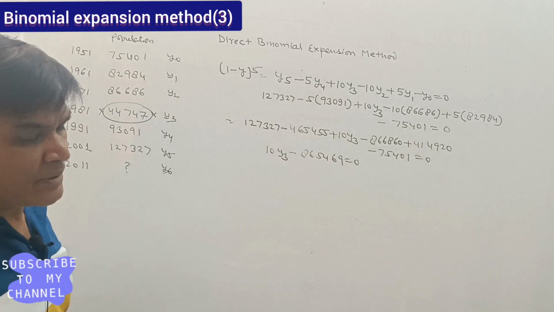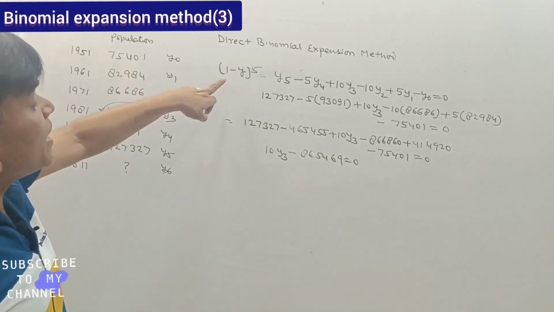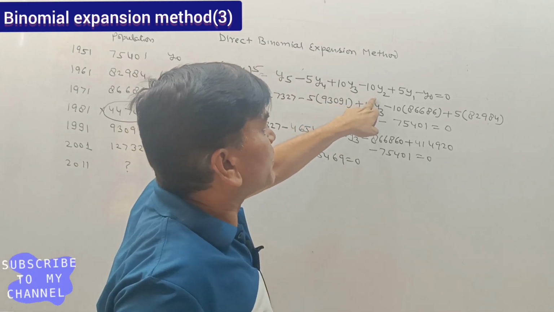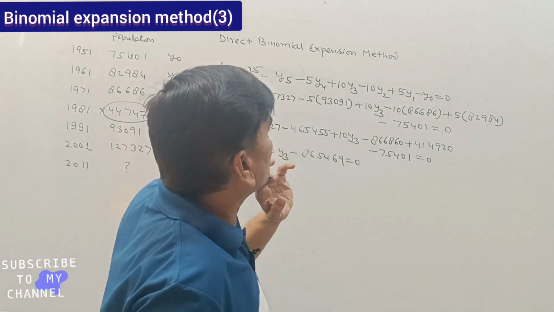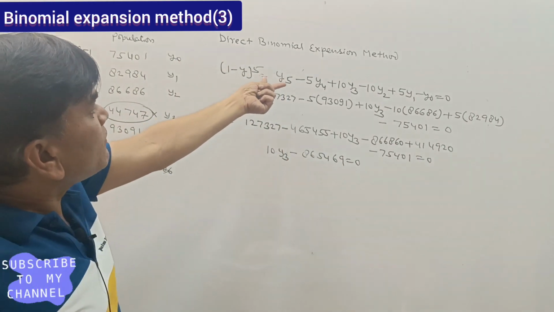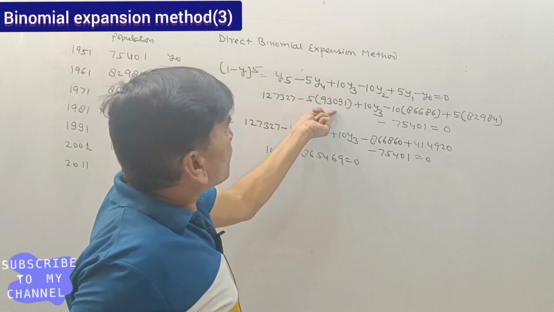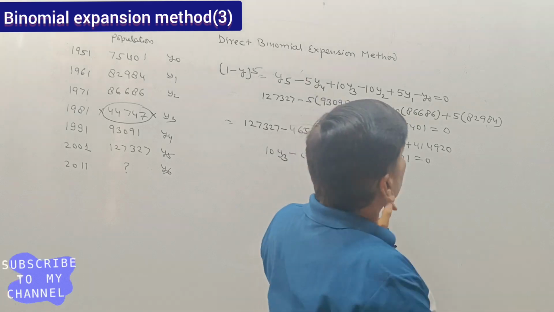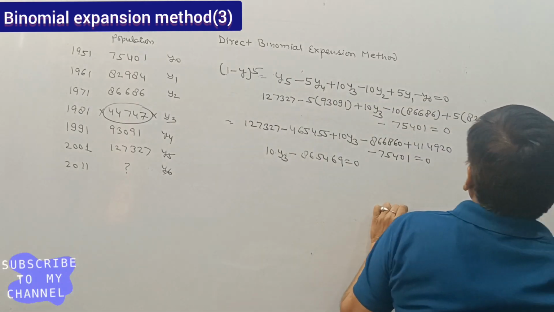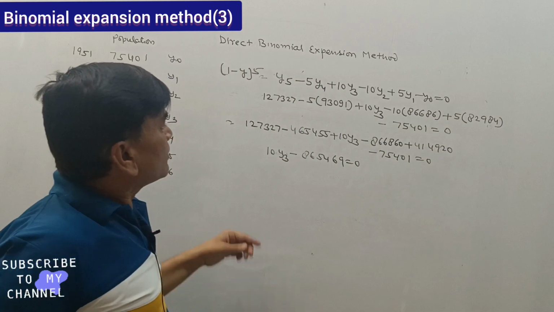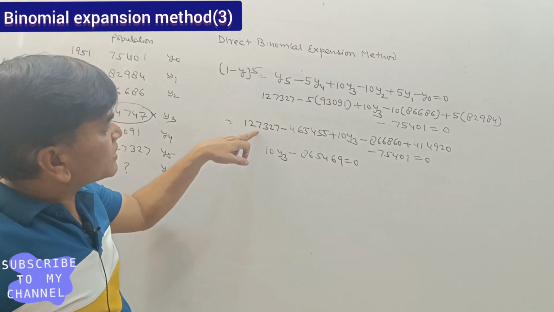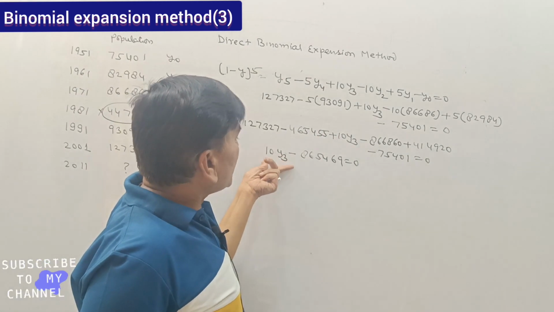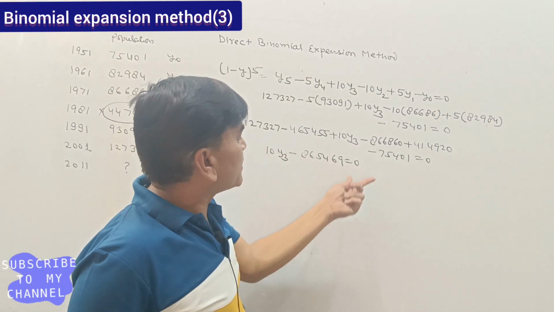What we have done? Listen again. Firstly, we have used (1 minus y) raised to power 5, that is y5 minus 5 y4 plus 10 y3 minus 10 y2 plus 5 y1 minus y0 is equal to 0. Then we put the value of y5, put the value of y4, y3 value is wrong, so we are not putting the value of y2. Then we put the value of y1 and y0. So this is 127327 minus 465455. On solving this, we are having 10 y3 minus 865469 is equal to 0.